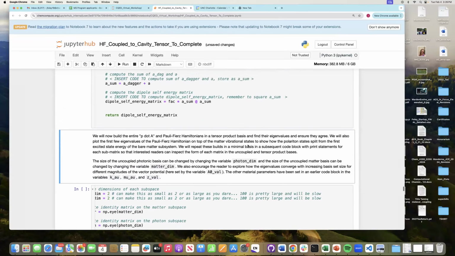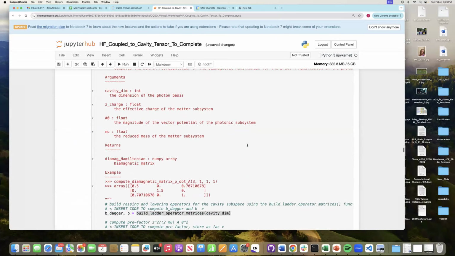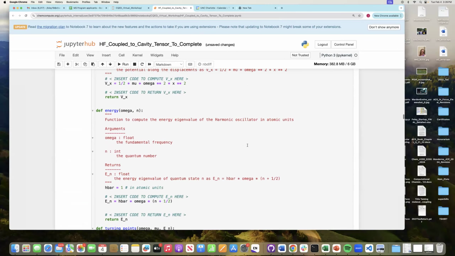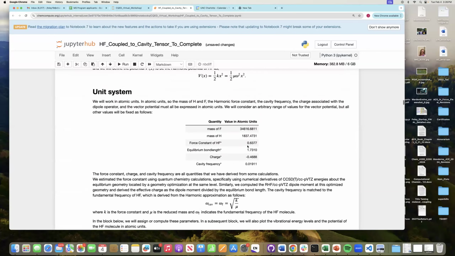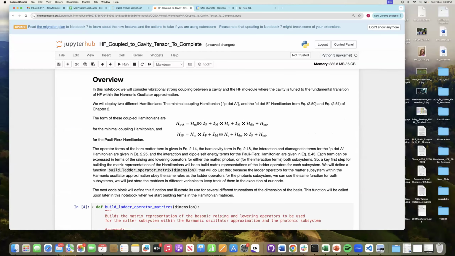Yeah, so okay, so we've set up these functions, and so in principle, what we should have is a function that computes the matter Hamiltonian, and the matter Hamiltonian is identical for the P.A and the Pauli-Fierz Hamiltonian. So we just need one function that computes that. The cavity Hamiltonian, that's identical for P.A and Pauli-Fierz. So only one function for that.